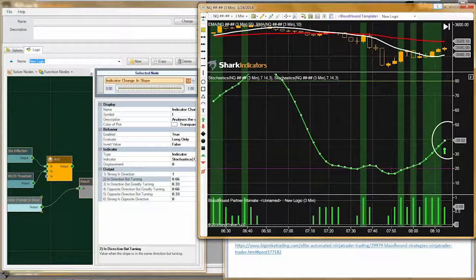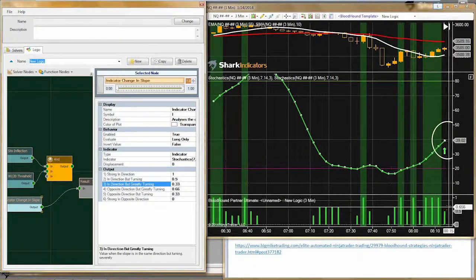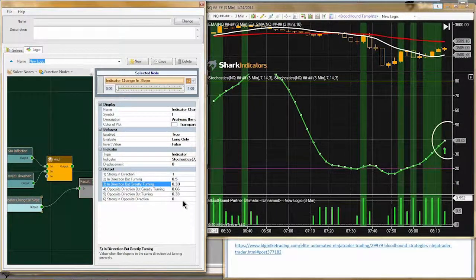So if we look at BloodHound's output right here, we can see it equals 0.66 on this bar, and we can see it matches the output here. So if I wanted to, I could change that to 0.5, and we can see now the value coming out of that solver is adjusted down to 0.5.